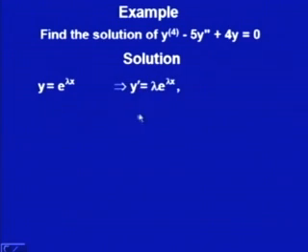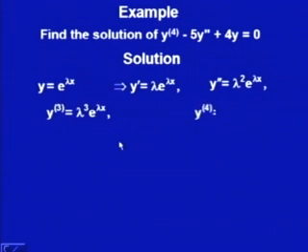What will be y dash? Lambda times e to the power lambda x, y double dash is lambda square times e to the power lambda x, the third derivative is lambda cube times e to the power lambda x, and the fourth derivative would be lambda to the power 4 e to the power lambda x. Now, if this is a solution, I will substitute this and try to satisfy the equation.